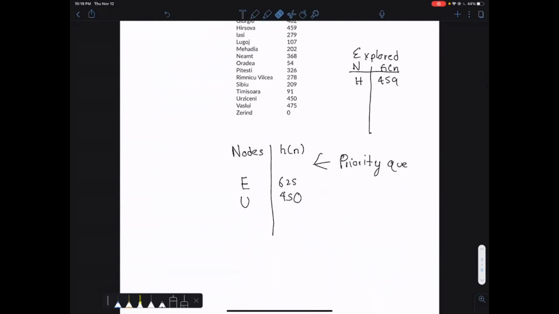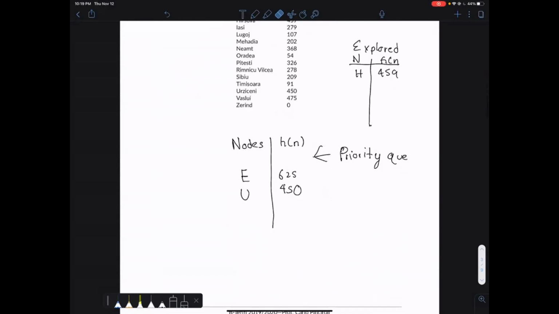And now the question is, what node do we explore next? And the answer is, always, in a priority queue, you're choosing the one with the lowest cost. So now we explore U. That means to put U in explored. So U has a cost of 450.